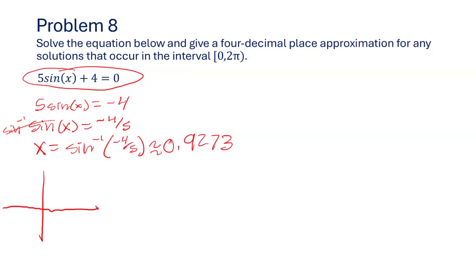Okay, now we need to figure out, because our sine is negative, where that is in our unit circle. Okay, so sine is negative in quadrant 3 and 4. So this answer is somewhere over here. It's positive. So what we can do is, for the one in quadrant 3, we can add a pi, which is half of our circle, then add our positive solution. So we get pi plus 0.9273.